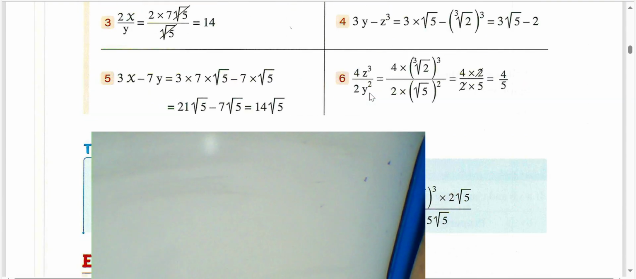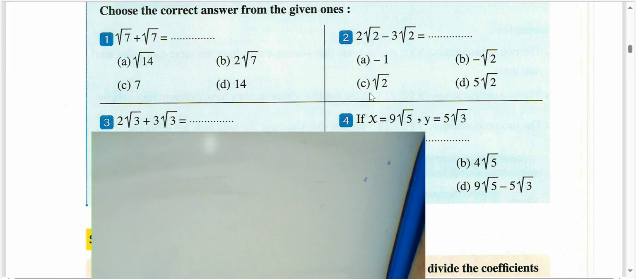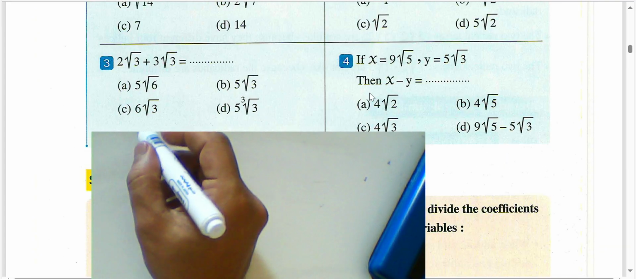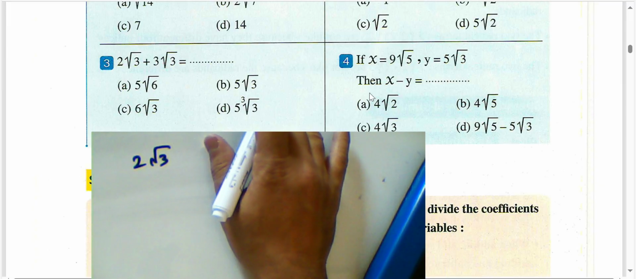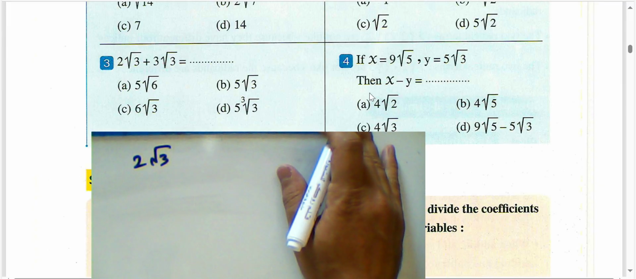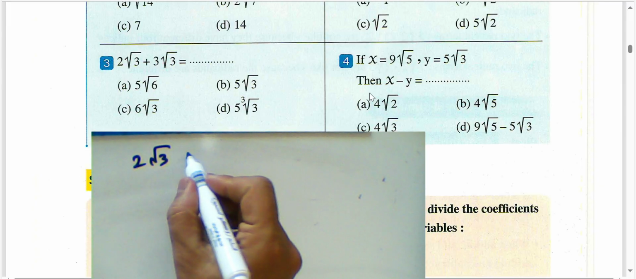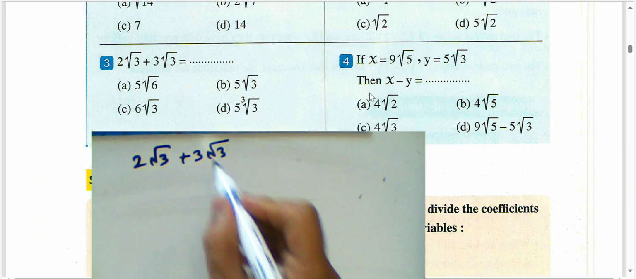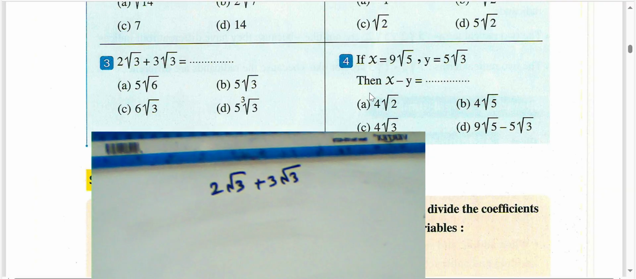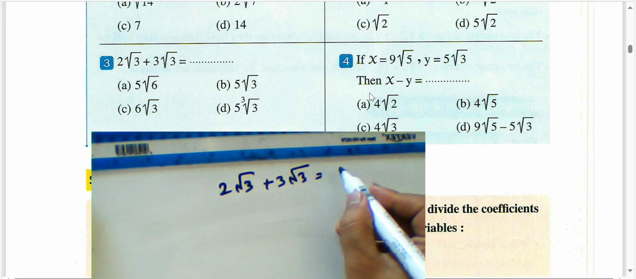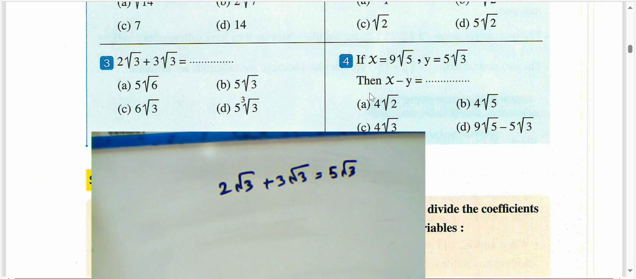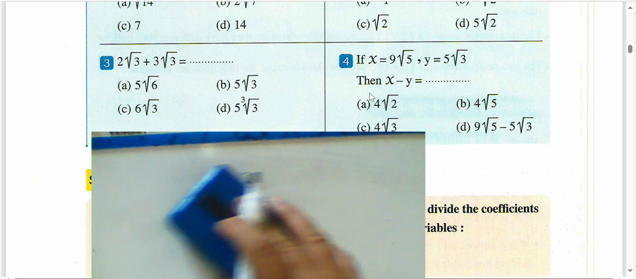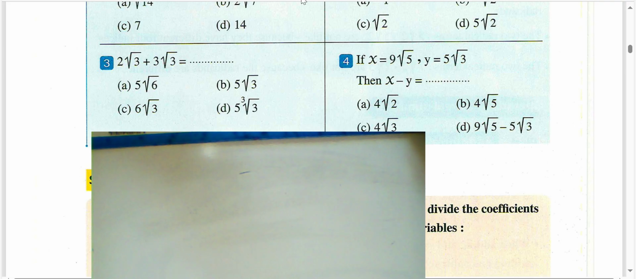Number 3, we can find the result in the simple form. We have 2 root 3 plus 3 root 3, we can add together. We have 3 plus 2 equal 5. Then the result will be 5 root 3. Choose 5 root 3. Next question, number 4.